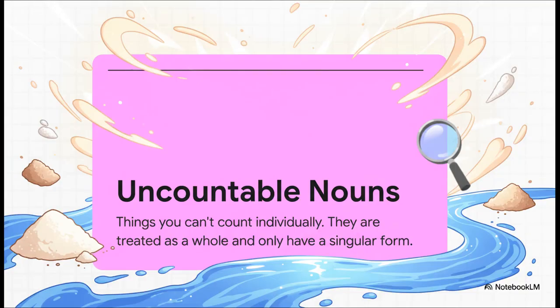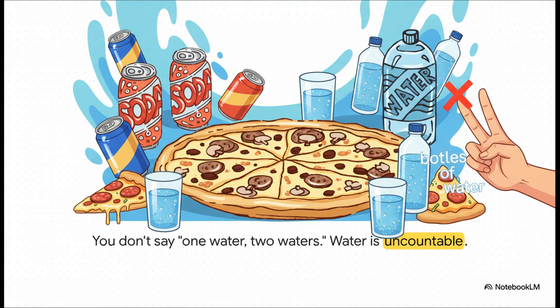But then, on the flip side, we have uncountable nouns. And these are the things you can't count as individual items. We're talking about things like liquids or powders or even big ideas. You treat them as one whole thing, like a big lump or a mass. And here's the key. They only have a singular form. Let's take water, for instance. You never walk into a store and say, "I'll take 2 waters." That sounds kind of funny, right? You'd say 2 bottles of water or 2 glasses of water. The substance itself, the water, is just water. It's one big amount. You can't just stick a number in front of the word itself.